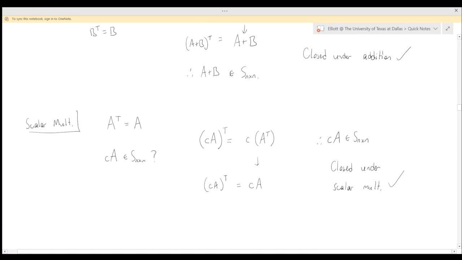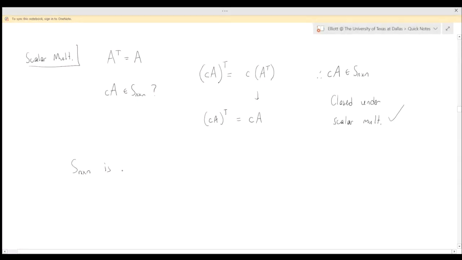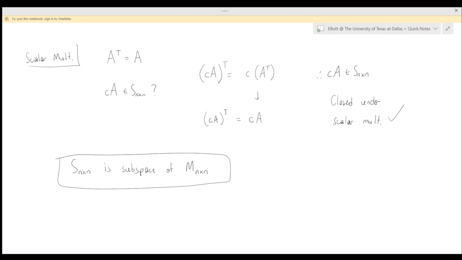Because it's closed under addition and scalar multiplication, we can conclude that the set of n by n symmetric matrices is a subspace of the space of all n by n matrices. Okay. Any questions about that?